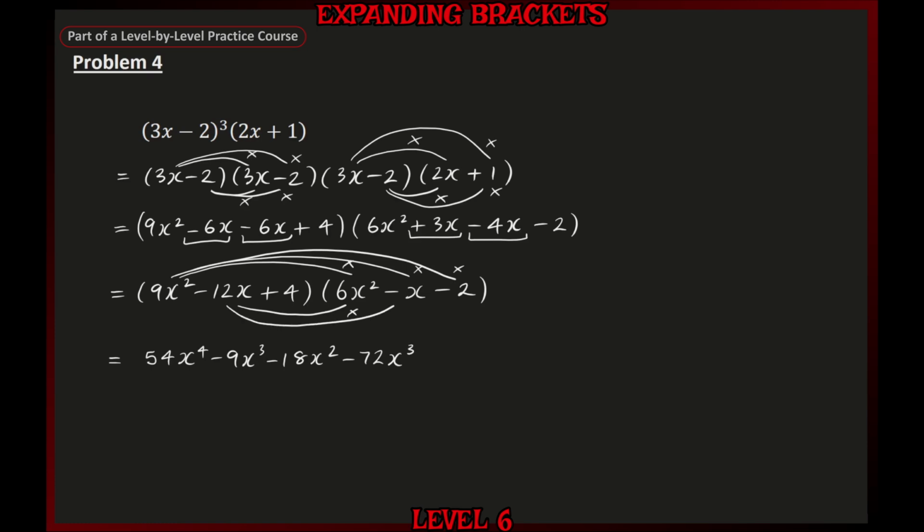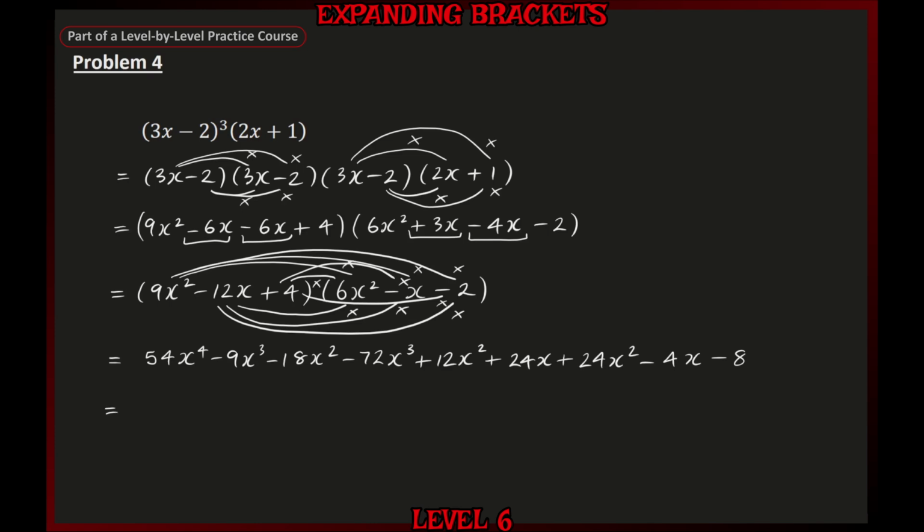Minus 12x multiplied by minus x gives us positive 12x squared because we're multiplying together 2 negatives, and minus 12x multiplied by minus 2 gives us again a positive 24x. Finally, moving on to the 4, we have 4 times 6x squared, which is plus 24x squared. 4 multiplied by minus x gives us minus 4x, and 4 multiplied by minus 2 gives us minus 8. To finish off this problem, we just now need to collect together the like terms.